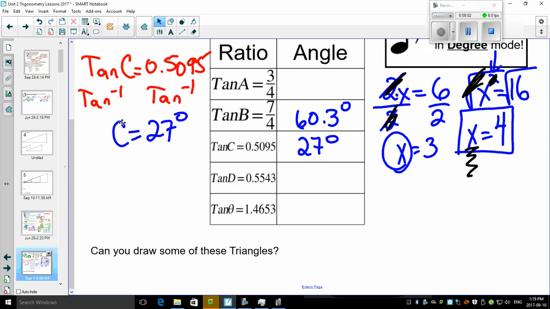Again, read the question. See if you can do this one on your own. Put the podcast on pause right now. I'm going to just go out and boot up the calculator.